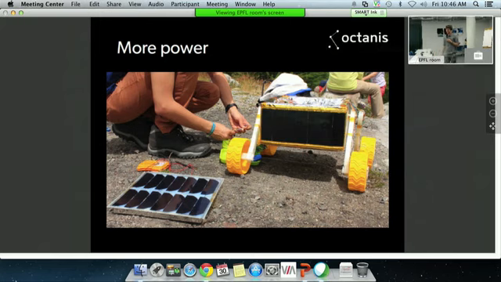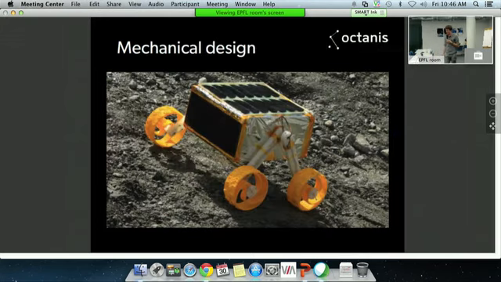So the second prototype had more power because of these solar cells, and also improved mechanical design. So the wheels were lighter and more stable, also the struts and so on. And we tested that again this summer on a glacier here in Switzerland.